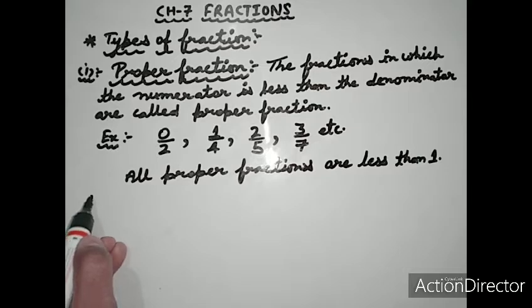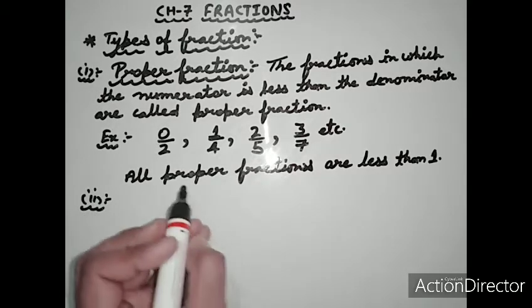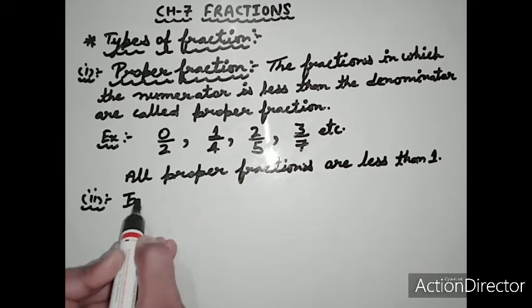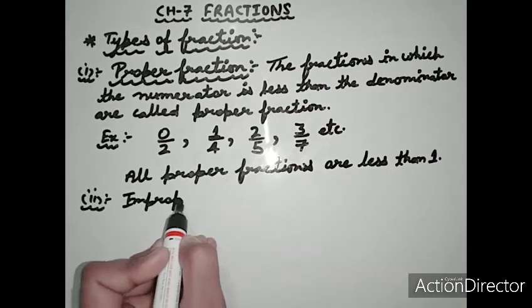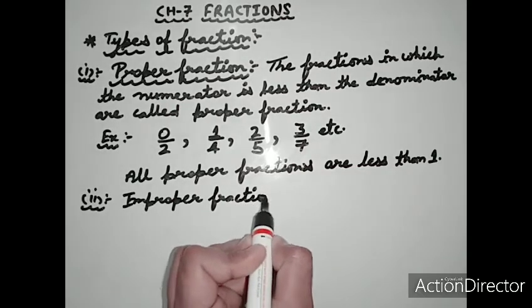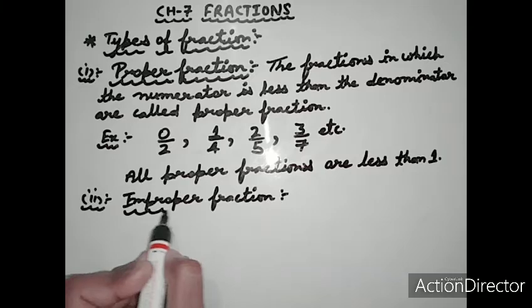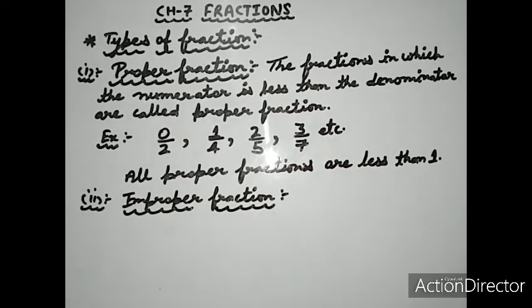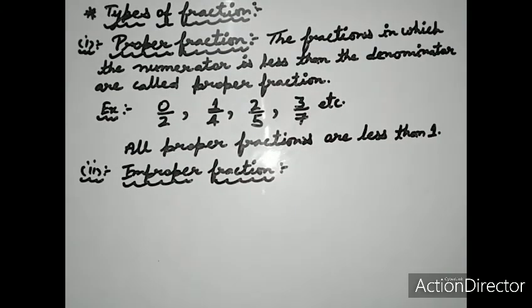Now we take another type of fraction, the improper fraction. So what is an improper fraction? The fraction in which the numerator is greater than or equal to the denominator is called an improper fraction.